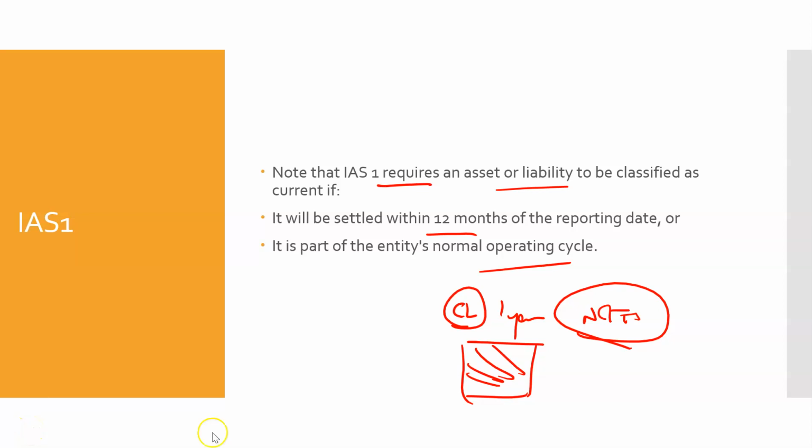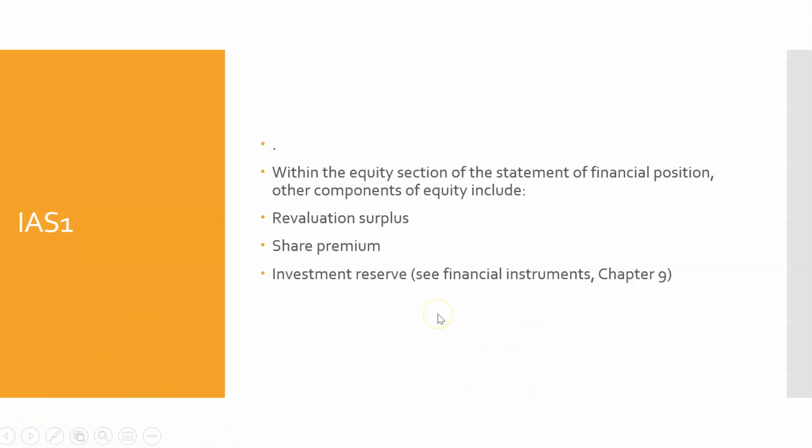Okay, right. So, here we are. So typically, I've talked about the sorts of things that we can see within the equity section. Other components of equity will typically include the revaluation surpluses, any movements, and we will come to see when we talk about financial instruments, investment reserves.